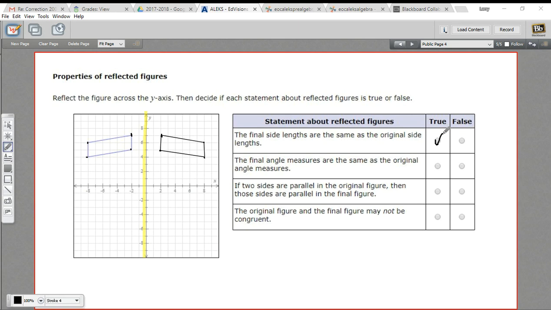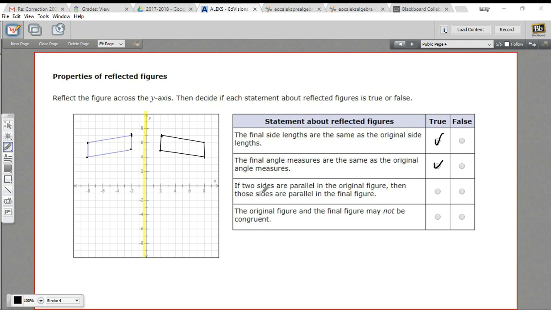So that's true. The next one says the final angle measures are the same as the original angle measures. And you could get out a protractor and measure these if you wanted to, but that's going to be true as well. Nothing about the shape changes. So these shapes are going to be the same.